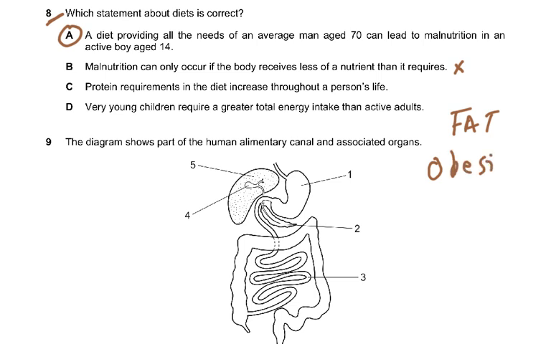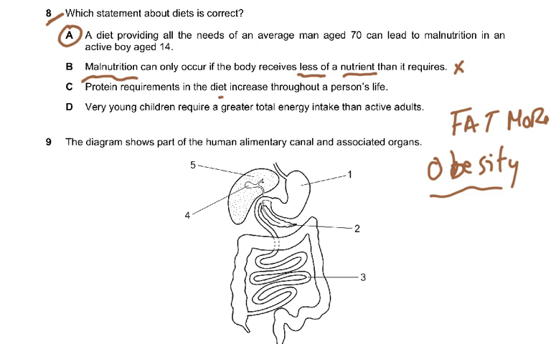Now, that is not less of a nutrient. Malnutrition means overnutrition or undernutrition. So it says malnutrition can only occur if the body receives less of a nutrient, but malnutrition is also if you eat more fat, then you're going to end up being obese. So that is also malnutrition. Please remember, malnutrition is not just undernutrition, it's also overnutrition. So this was wrong because of this reason.